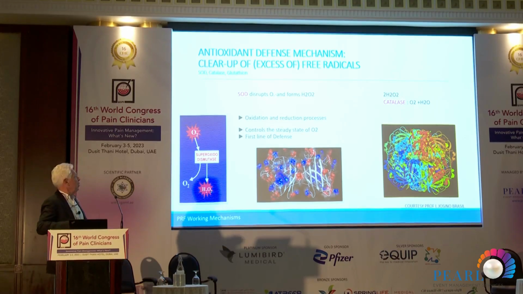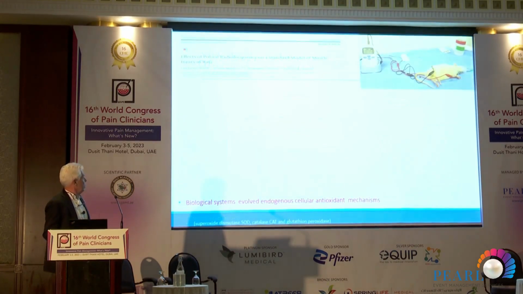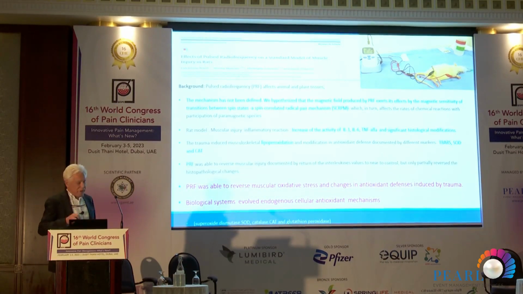So normally we all have in our body the antioxidant defense mechanisms, that is superoxide dismutase and also catalase and glutathione. This is the study of Professor Brazil, we showed yesterday already. So PRF was able to reverse muscular oxidative stress and changes in the antioxidant defense induced by trauma. These biological systems we have all in our bodies: superoxide dismutase, catalase and glutathione peroxidase.